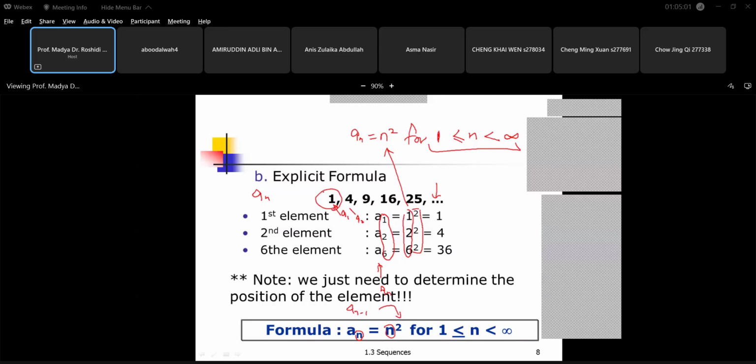That's explicit. Explicit normally here 1. Recursive normally here 2, but it depends on the formula. If in this sequence we have, for example, an equal to an minus 1 plus an minus 2, and so on, we need to calculate how many variables are involved. So the total of the variables involved we put here. For this case, 1.